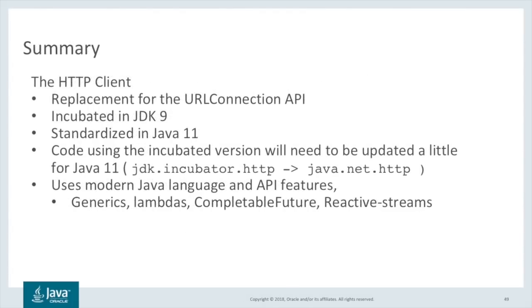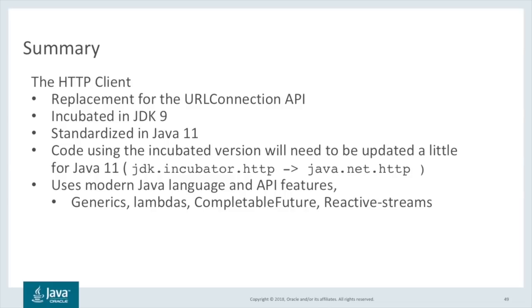To summarize, the standard HTTP client added in Java 11 is a replacement for performing HTTP access through the URLConnection API, which, as we've seen, is now more than 20 years old. The HTTP client API was incubated in JDK 9, refreshed in JDK 10, and finally standardized in Java 11. Code using the incubating version of the API will need to be updated for Java 11. Minimally, the import statements will need to reflect the new standard package name.